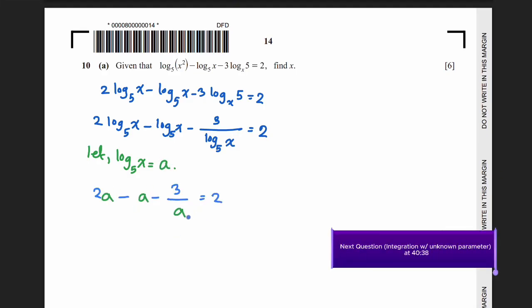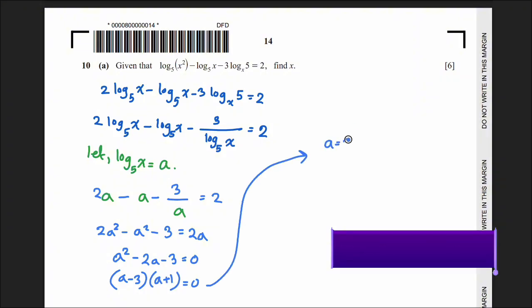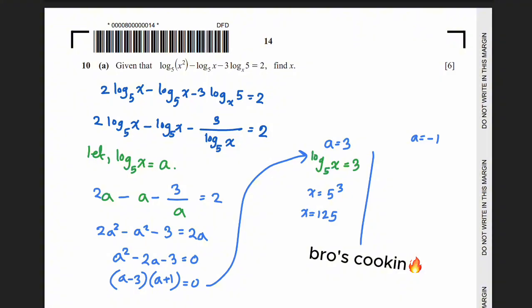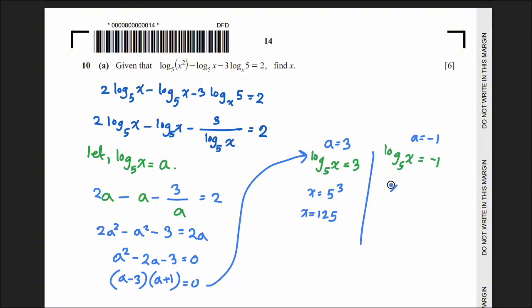We multiply everything with a. So from here we get that a is equal to 3 and a is equal to minus 1, and we put the value of a, that is log base 5 of x is equal to 3, or x is equal to 5 cubed, that is x is equal to 125. And then we substitute the value of a over here, that is log base 5 of x is equal to minus 1, and x is equal to 5 to the power minus 1, and that is 1 over 5. So our two values of x are x equal to 1 over 5 and x is equal to 125.